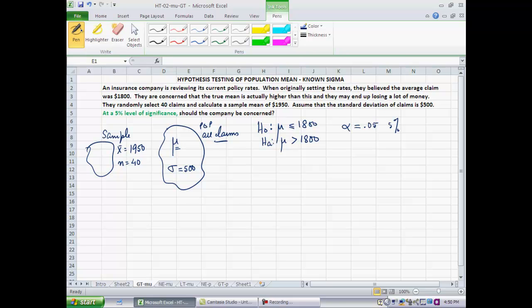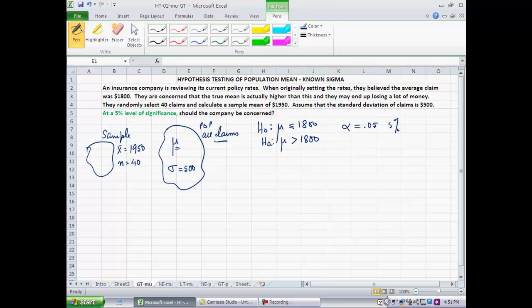Now we have a claim and a counterclaim. If we want to see whether the company should be concerned or not that the average claim has gone up, we are setting up a claim and a counterclaim about the population parameter. Now notice how these two have been set up. Your initial inclination might be to set up what we are trying to establish, namely a suspicion that the mean has gone up beyond 1800.